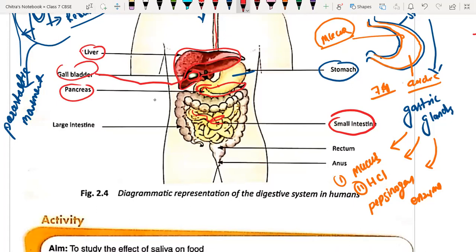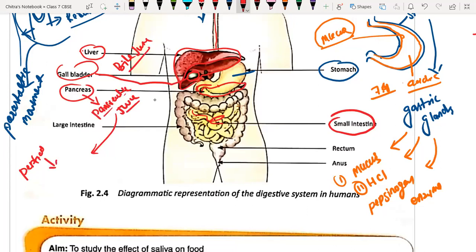So in the small intestine, the digestive enzyme secreted by the liver is called bile juice. Let me discuss first. And the pancreas secretes pancreatic juice. So the liver secretes bile juice, and the pancreas secretes pancreatic juice. Okay, and they help to digest protein like peptides also.